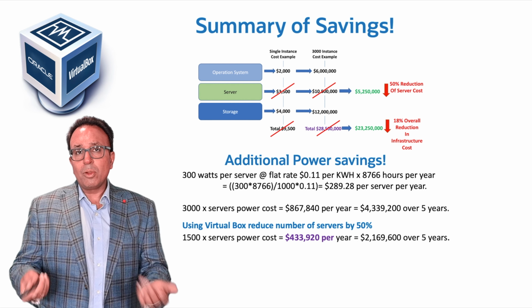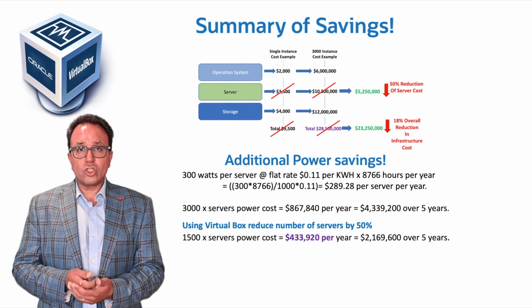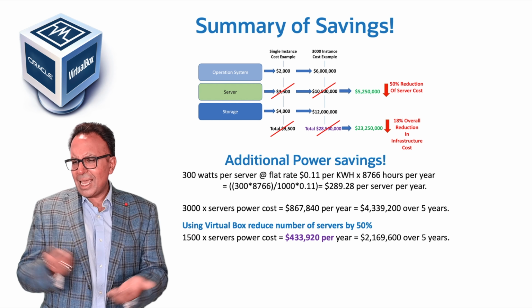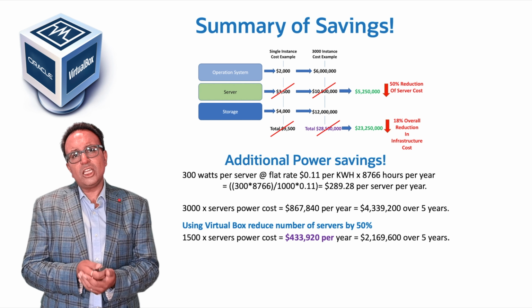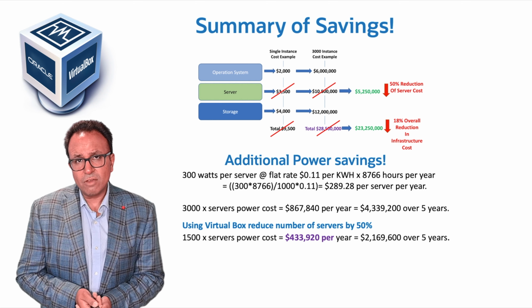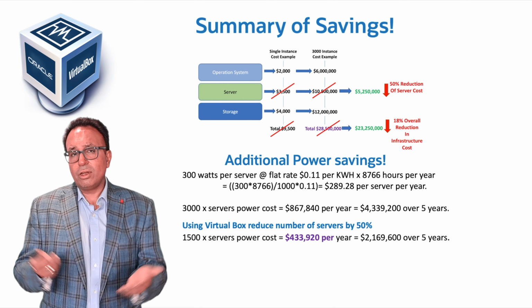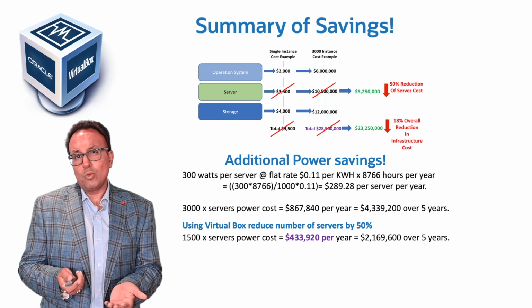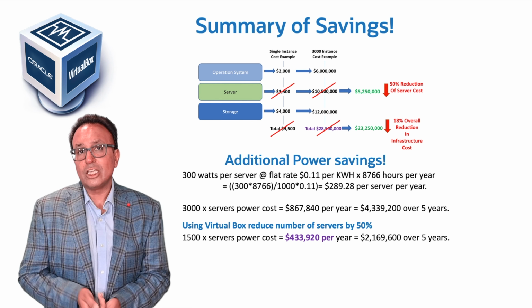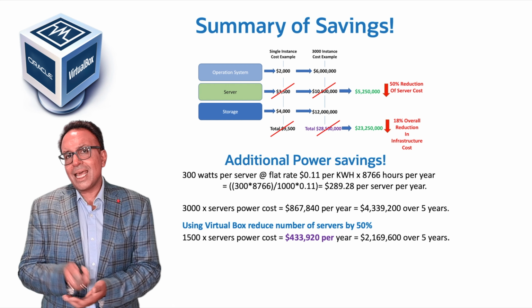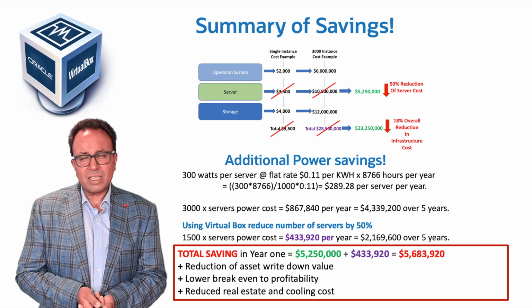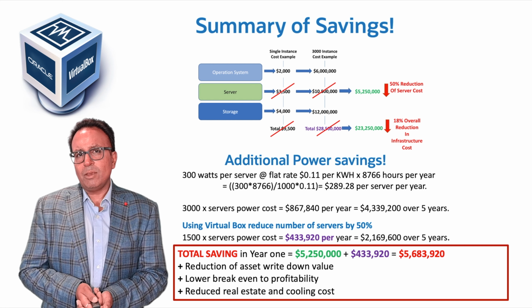So out of the blocks, I can give you an idea. Just on power savings, instead of spending $867,000 in a year on powering up 3,000 servers, you can halve that to $433,000 a year. That is a huge saving. Over 5 years, it's like a $2.1 million saving just in power. But it doesn't end there. So in this particular solution, in year 1, you save $5.6, $5.7 million just by implementing VBox.